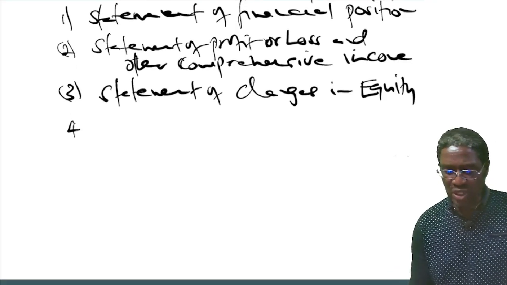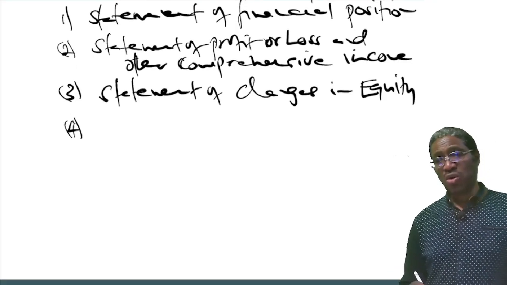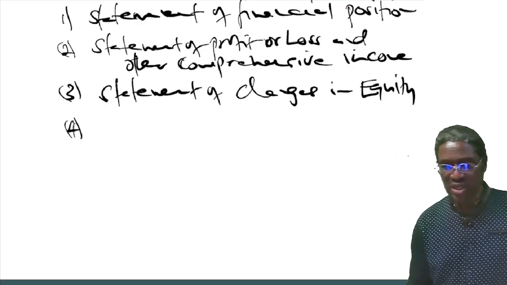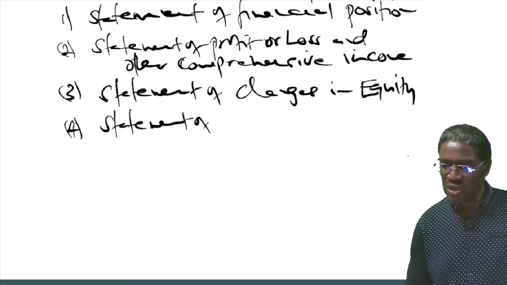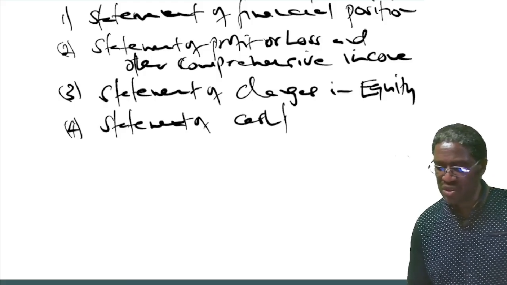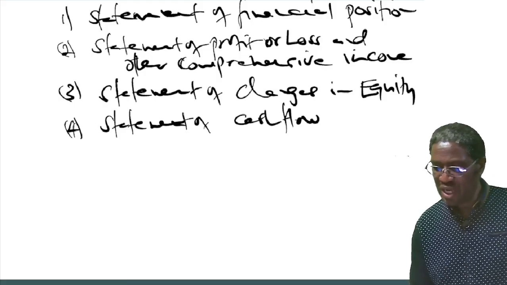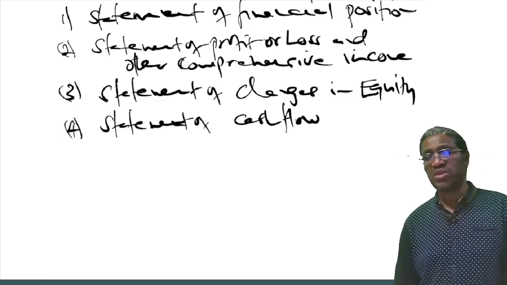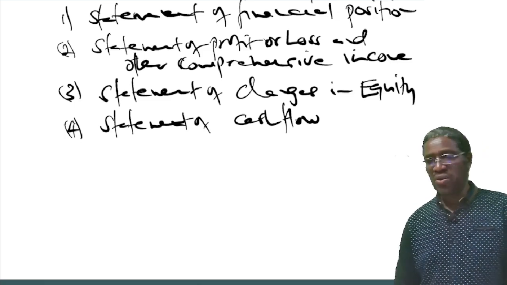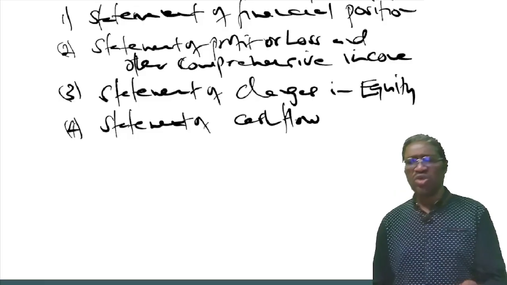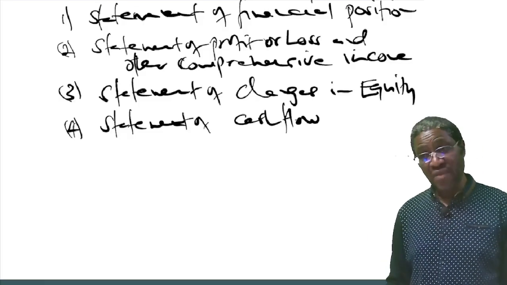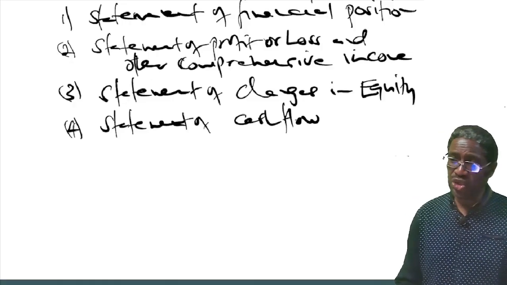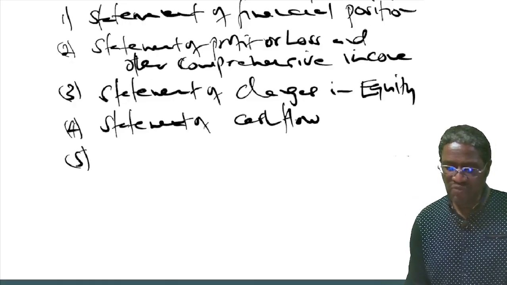Number 4 component that you should include in your complete set of financial statements is what we call statement of cash flow. That is also what you should include, statement of cash flows. Okay, so that's what you could also call cash flow statement or statement of cash flow, the same. That is another component you should include in your complete set of financial statements.